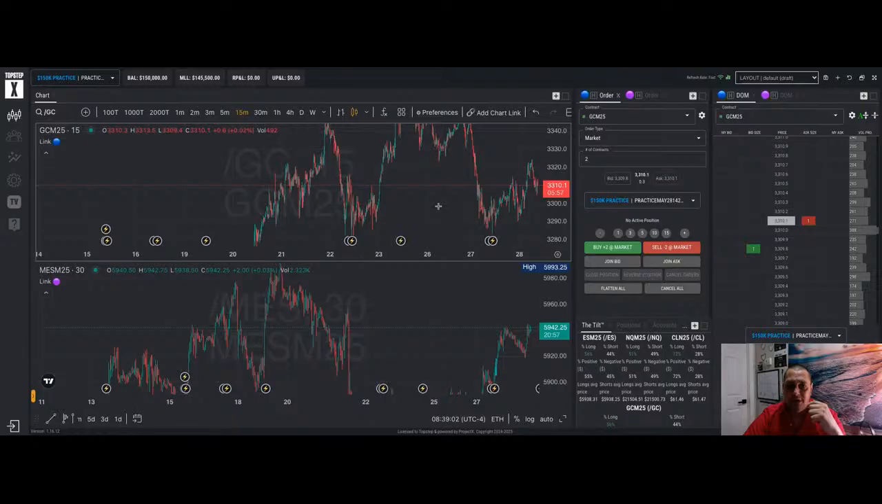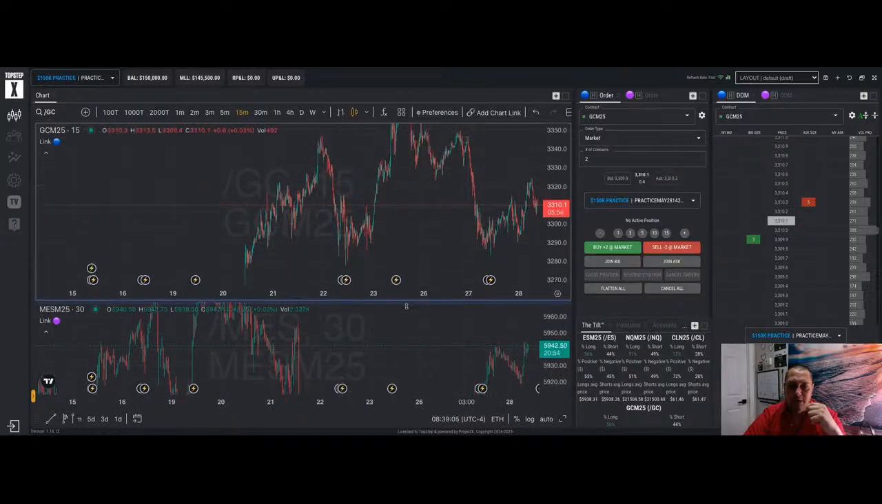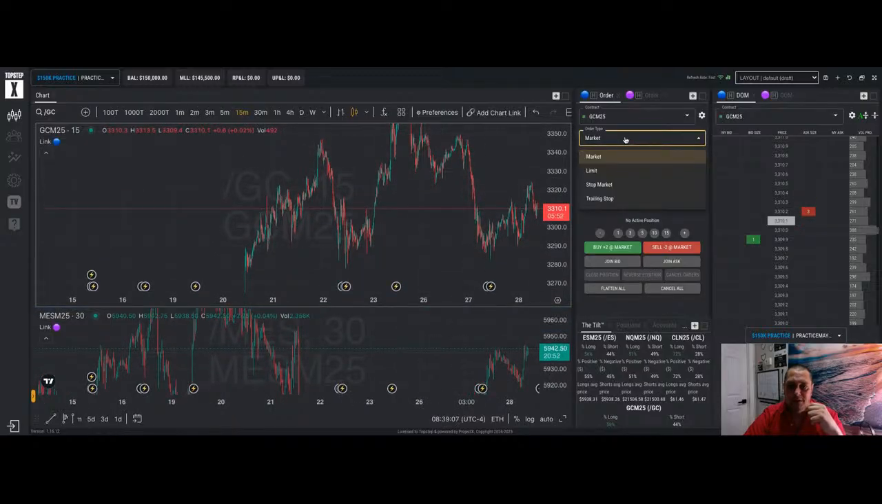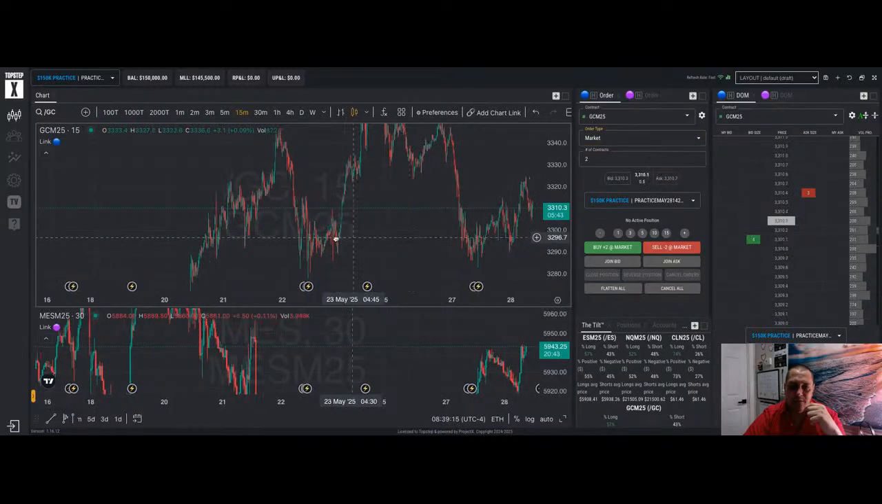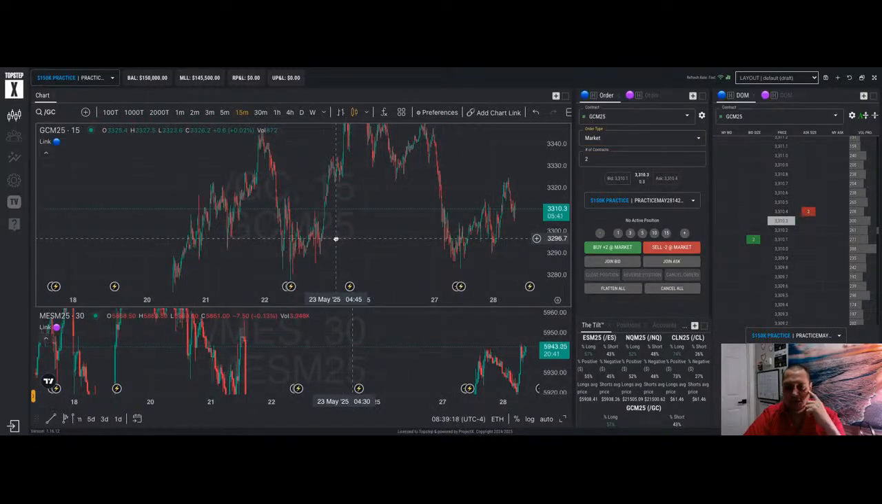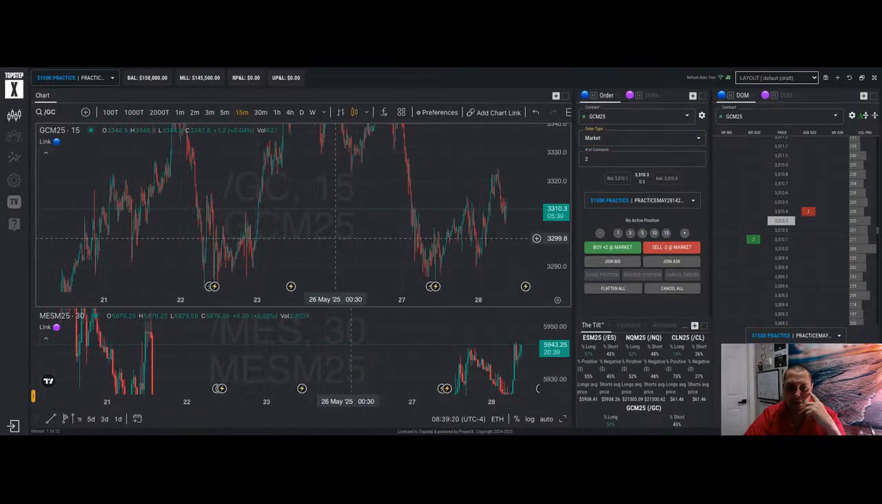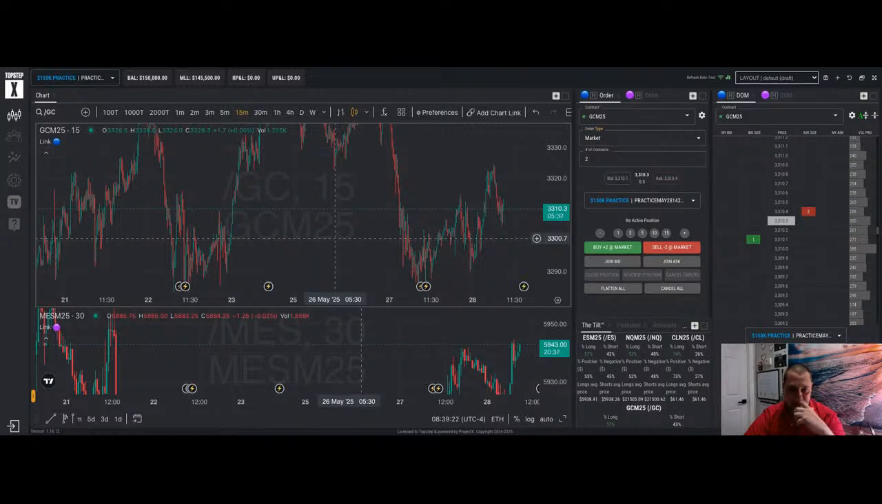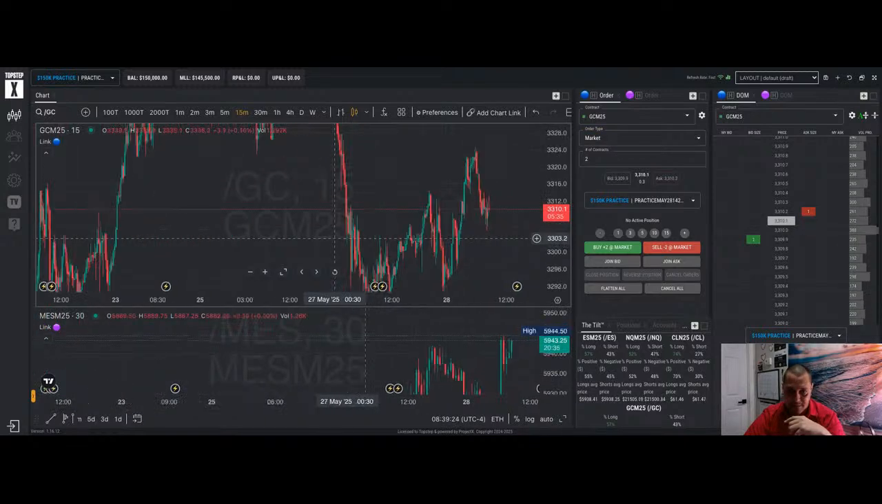So to make an order, you can do it multiple ways. You can jump into the market. You can do limit, stop market, trailing stop. I'm just going to jump into the market right now, and you'll be able to place your bid. This is a practice account, so you know this isn't something that I have any control over in terms of actual profits being taken from.